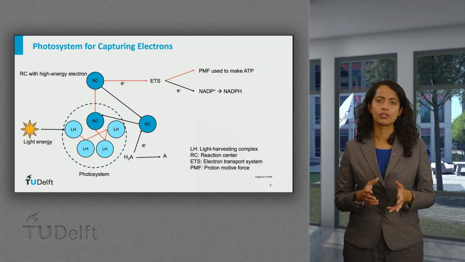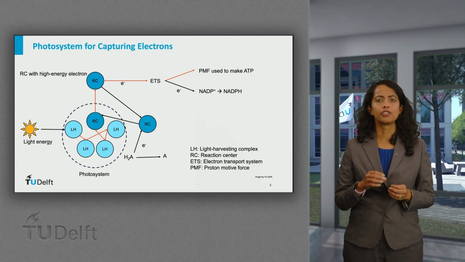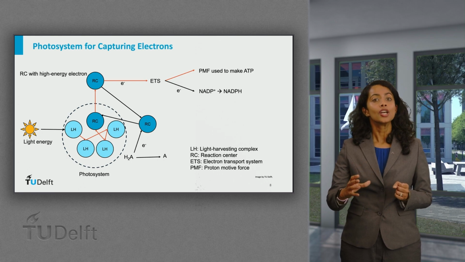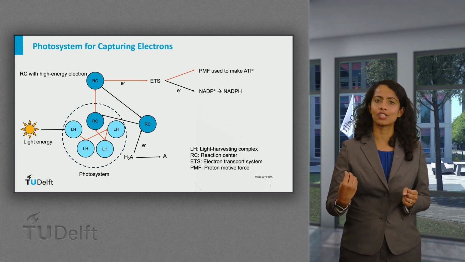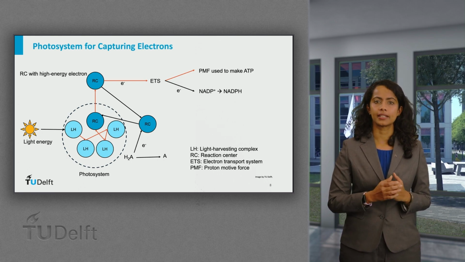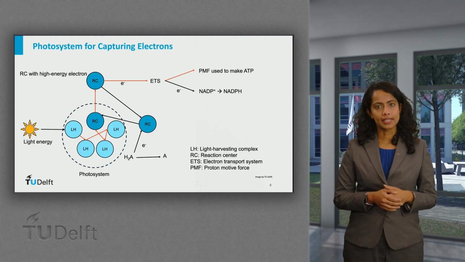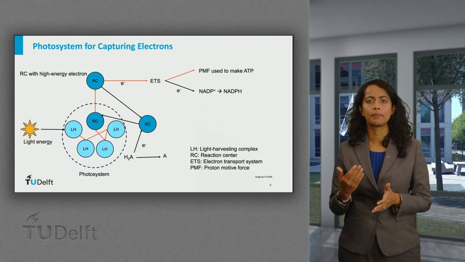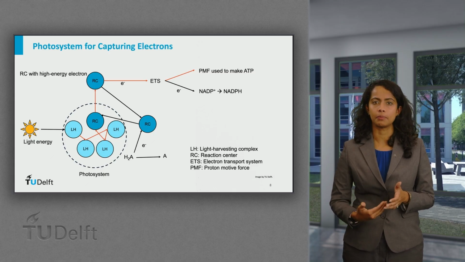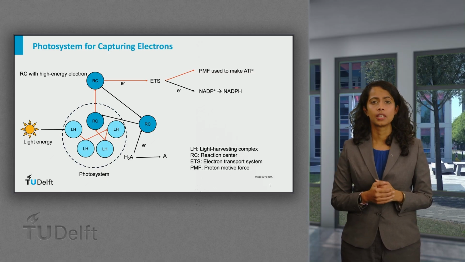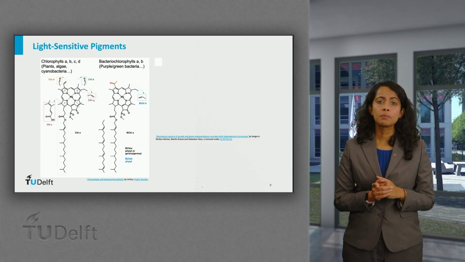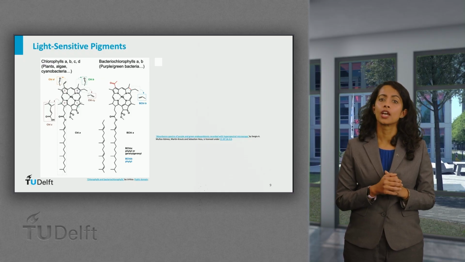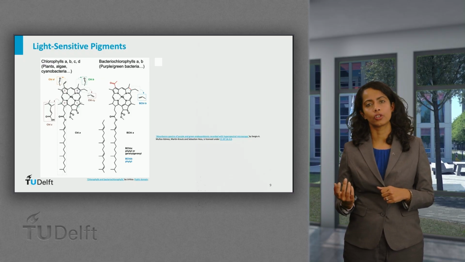Upon losing the electrons to the electron transport chain, the reaction center then regains electrons from the electron donor, completing the cycle. Through this mechanism, light energy is effectively converted into biochemical energy in the form of ATP and NADH. The pigments responsible for capturing light are known as chlorophylls or bacteriochlorophylls.